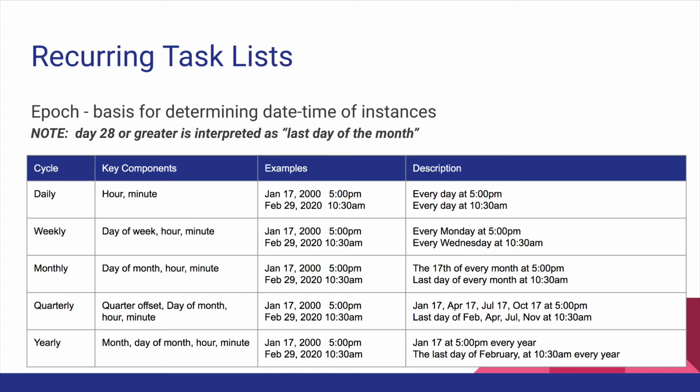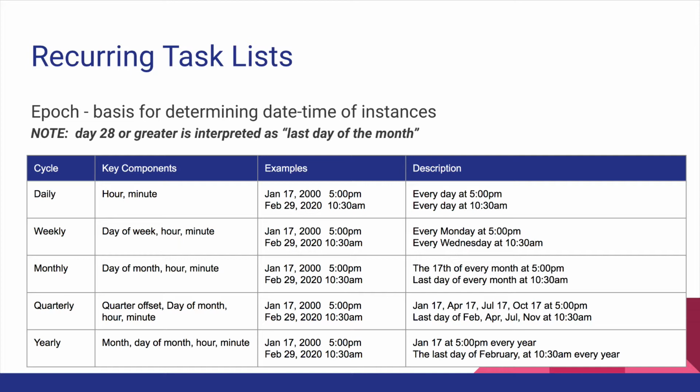If it's monthly, it will look at the epoch for the day of the month. Now, there's a special thing about the monthly ones. Many months have 31 days. Some months have 30 days. One month has 28 or 29 days, depending on leap year or not. So the question is, what day do you use if you want something to recur at the end of the month or on the last day of the month?